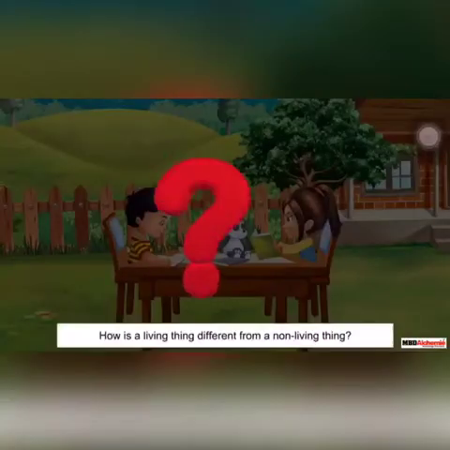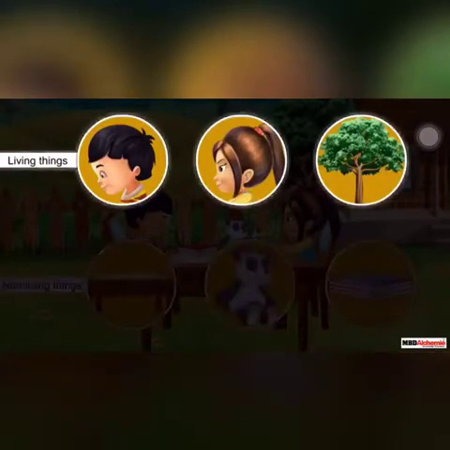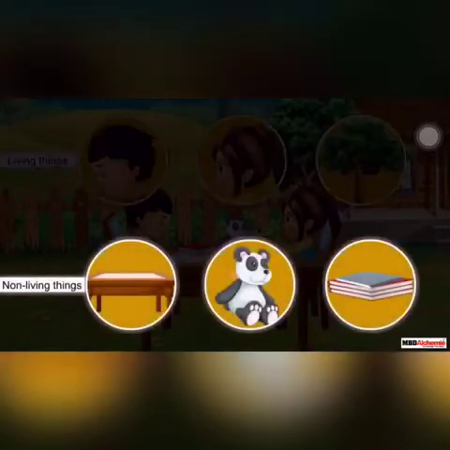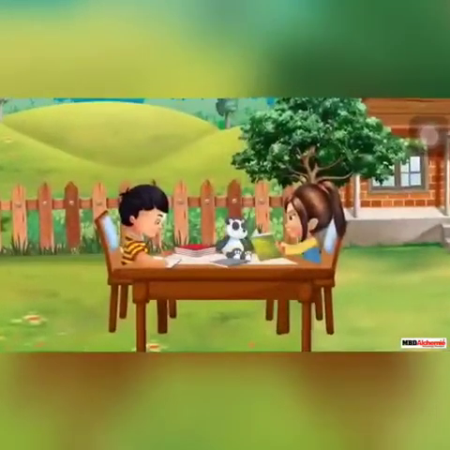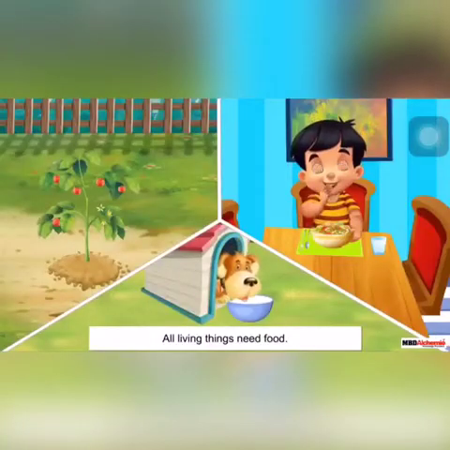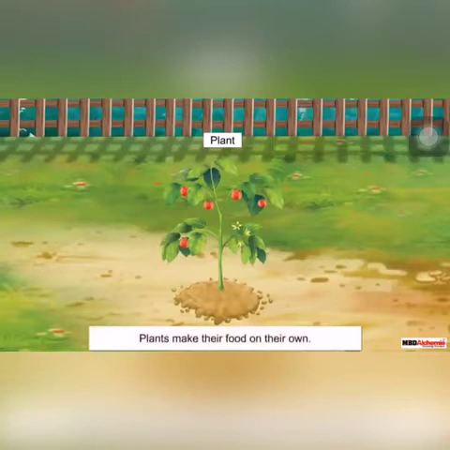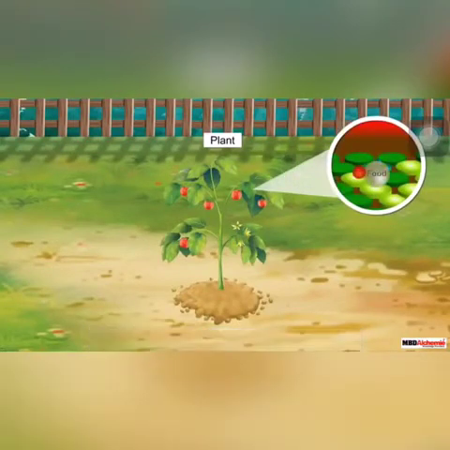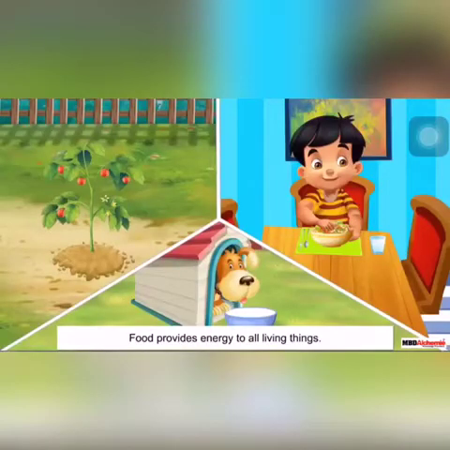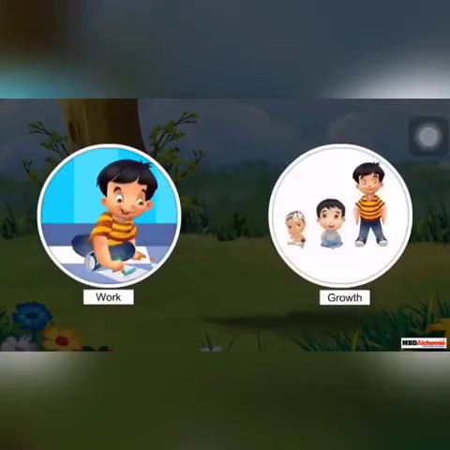Do you know how a living thing is different from a non-living thing? Well, there are certain characteristics that a living thing has but a non-living thing doesn't. Come, let us look at these features one by one. All living things need food. Since plants are living things, they also need food. They make their own food instead of depending on outside sources. Food provides energy to all living things, which allows them to work and grow.